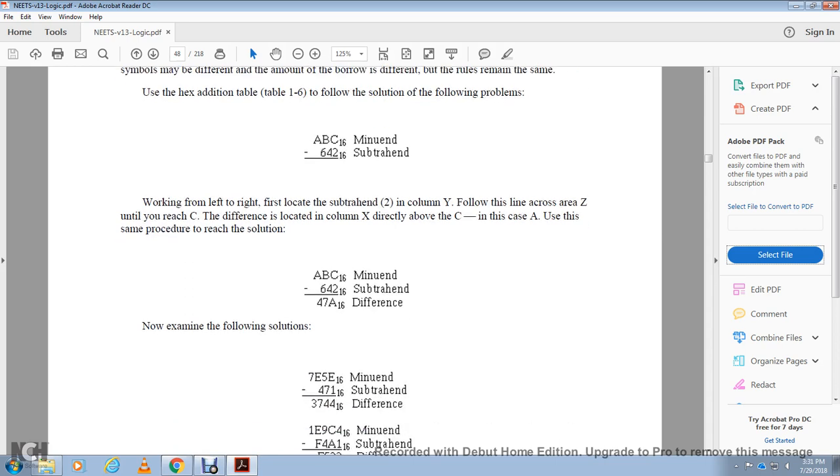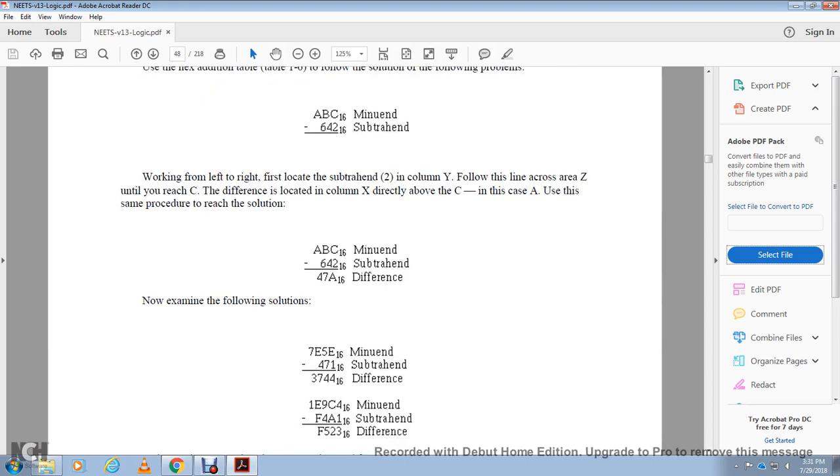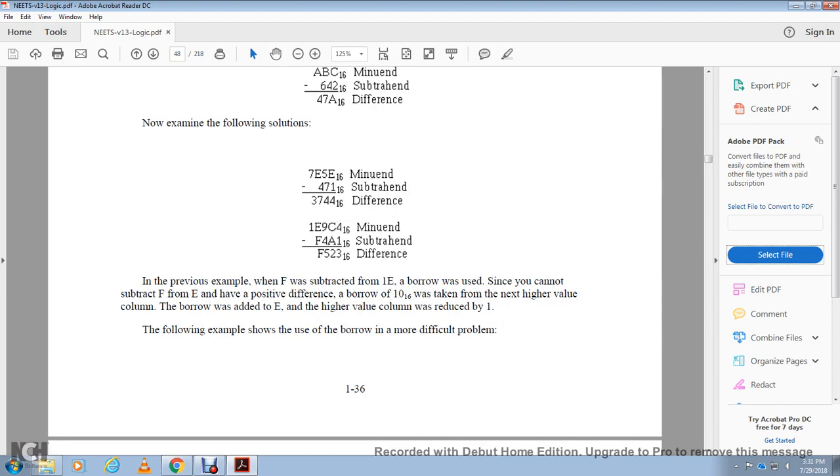Now examine 7E5E minuend minus 471 subtrahend, which gives you E minus 1 would be D, 5 minus 7 would be, when you carry, that would be, all right, 4, and then show the difference of these problems.